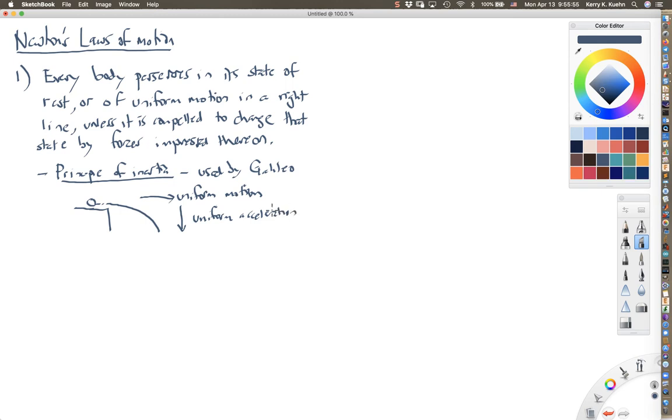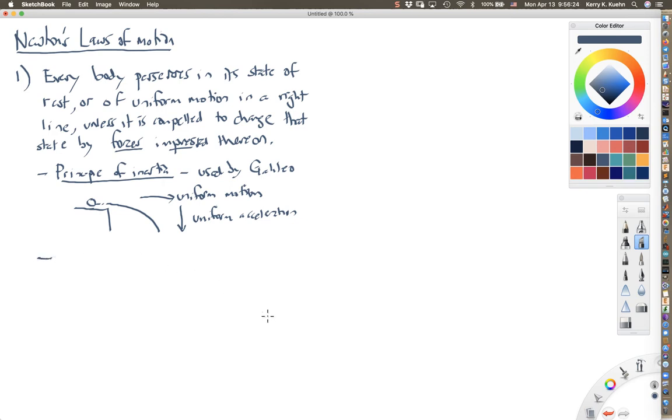In other words, initially it did not have any vertical motion, but as it falls off the cliff, it's acquiring more and more speed in the vertical direction. That is because there is an impressed force in the vertical direction. Newton would say that's because of the force of gravity. Galileo would say that's because of its weight. In any case, there's a uniform force downward, which gives it a uniform acceleration. Okay? So that's the principle of inertia.